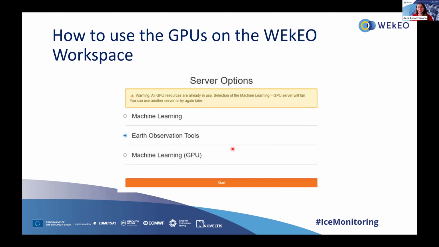If it is the case that already 5 people are using the GPU and you are the 6th person, I don't know if many of you are currently trying to access it, but you will probably see this warning. Okay, so all GPU resources are already in use. The selection of machine learning GPU server will fail. Please try again later. If you really see that within 1 day or so no free space opens up, then also feel free to write the user support or to write us a message and ask what's up.